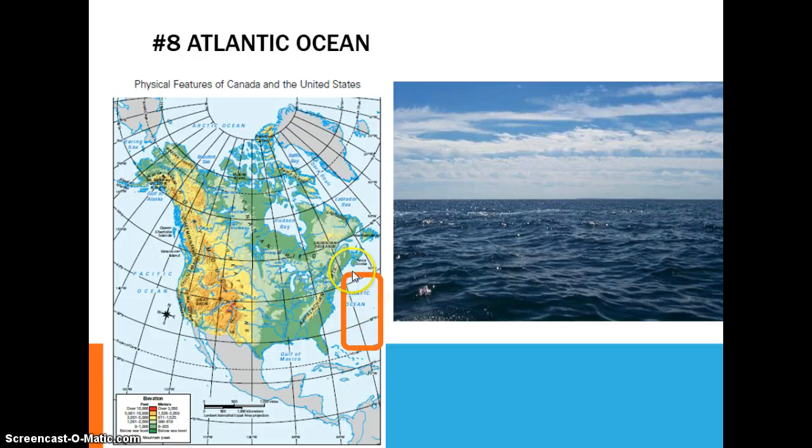The Atlantic Ocean is on the east coast of America, bordering all of the states along here. Now, again, even if we don't say, and even if it doesn't say on the map, we automatically know that this area right here is known as coastland.